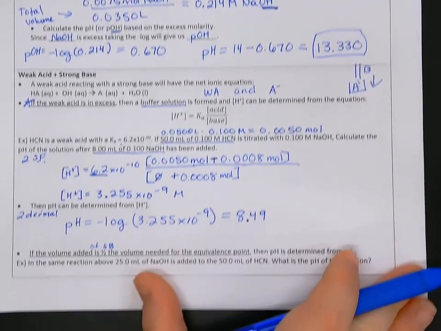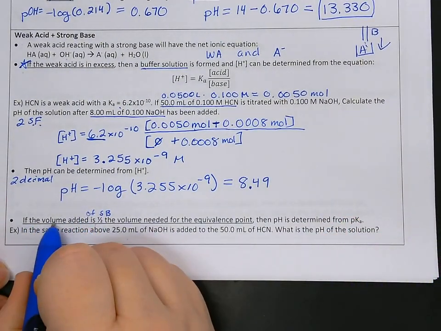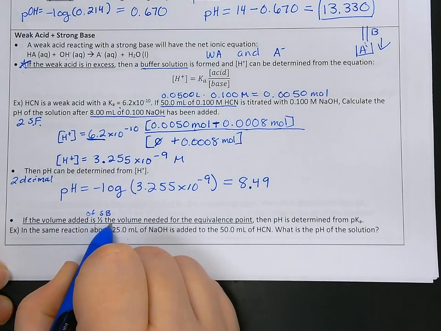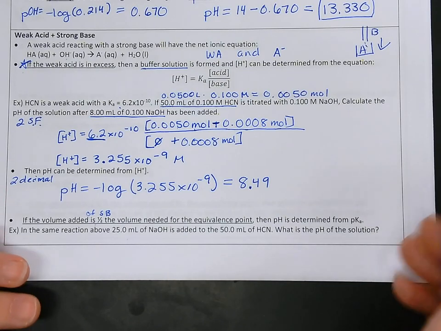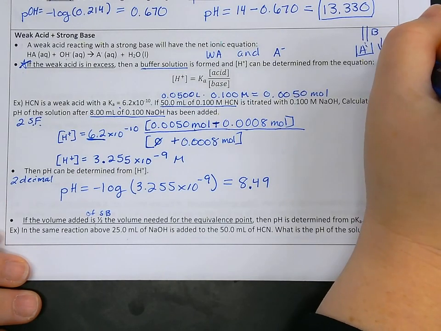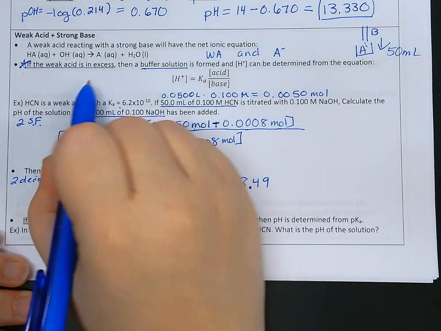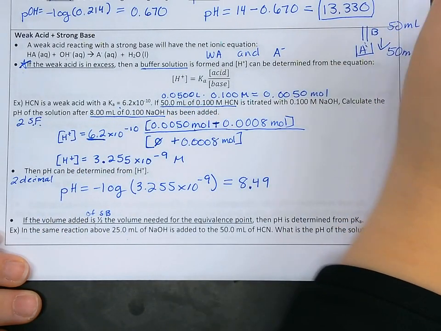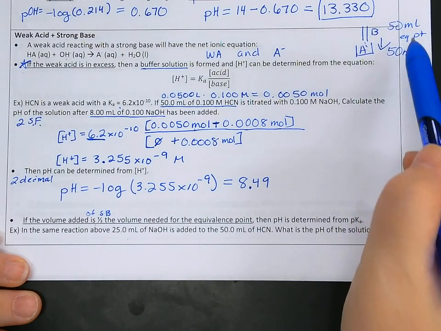Now, there's another special point that happens during a titration. If the volume of strong base added is half the volume needed for the equivalence point, then the pH is determined from pKa. What would that mean? If we've got 50 milliliters of acid, and they're equal molarity, it would take 50 milliliters of base for the equivalence point. It would take equal amounts for the equivalence point.